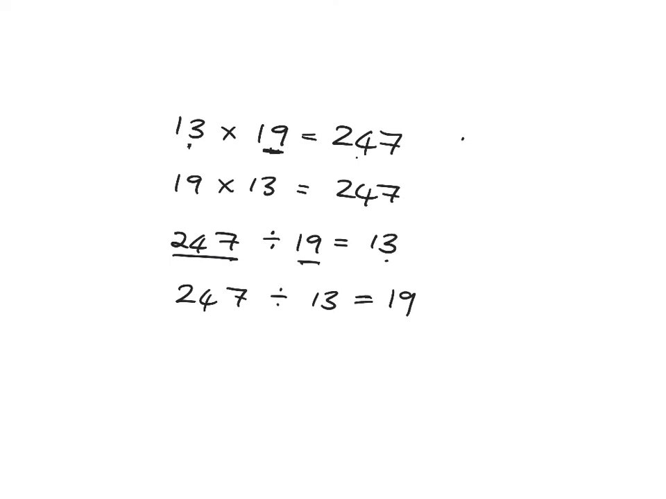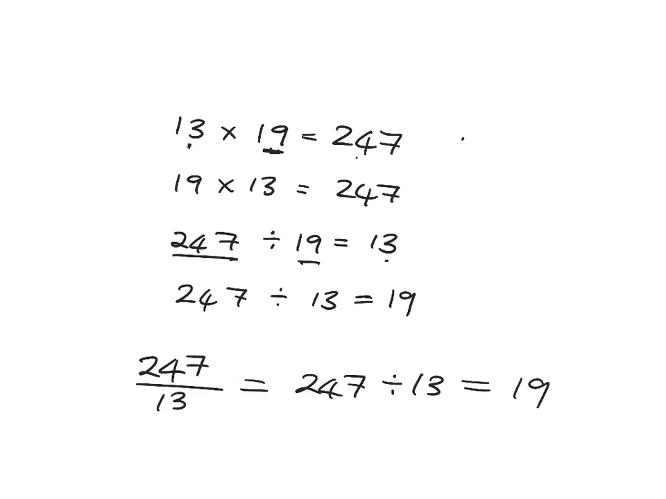The other thing I want to quickly show you and remind you about is that sometimes we write division as a fraction. So when we write 247 over 13, we mean 247 divided by 13, and so the answer is 19. So obviously we could also write 247 over 19, means 247 divided by 19, and we get 13 as the answer.